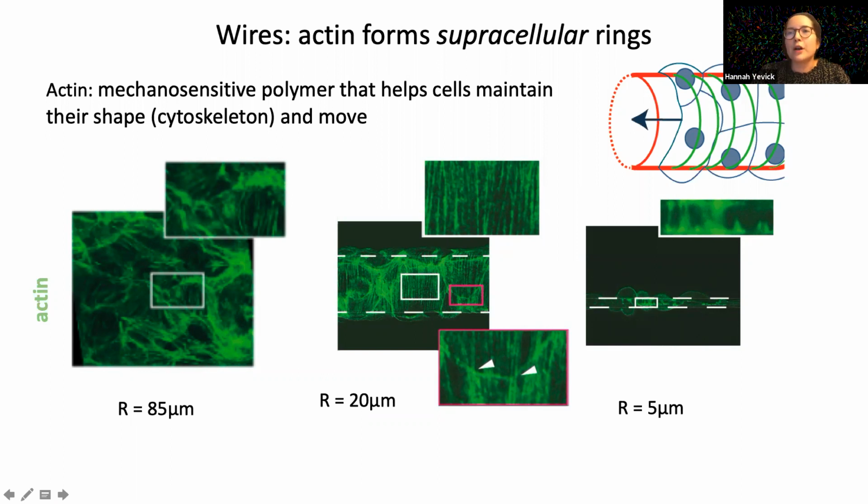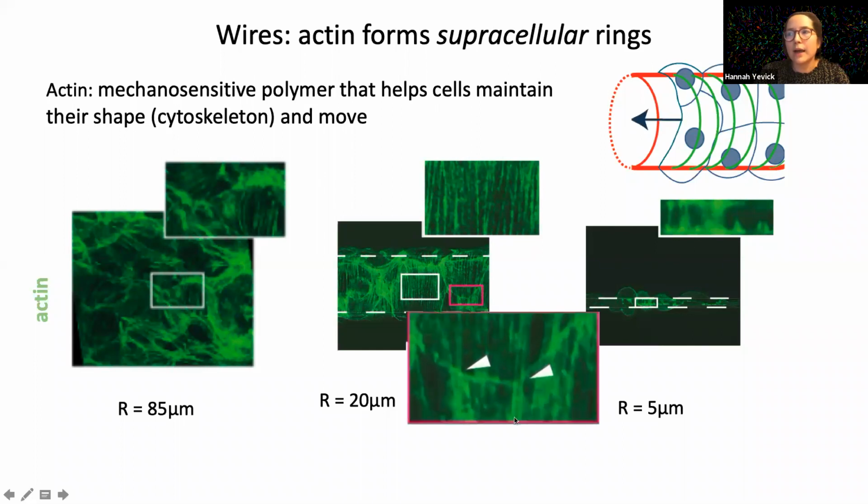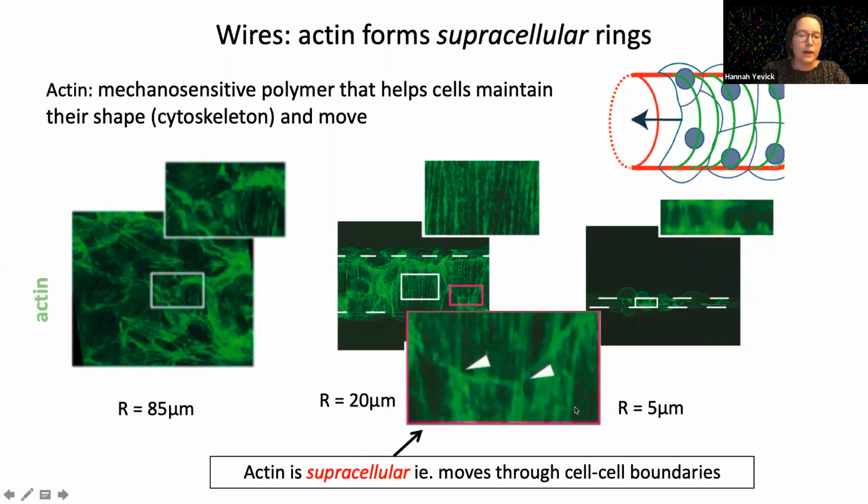If we first look at the large enough wire, the actin cytoskeleton seems to be somewhat disorganized. But here at the smaller and smaller wires, so 20 and 5 microns, we started to see the actin cytoskeleton organizing into these strikingly aligned fibers, which then go on to connect through cell-cell junctions with aligned actin fibers in neighboring cells. And so this actin, I'll be calling supracellular, meaning that it moves through cell-cell boundaries, as you see here with these white arrows, which point out the cell-cell boundary.